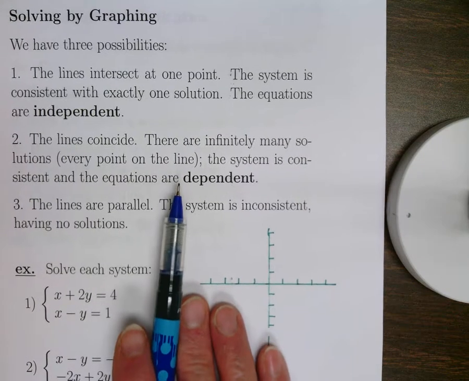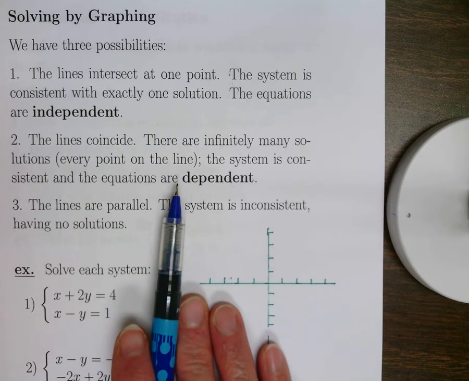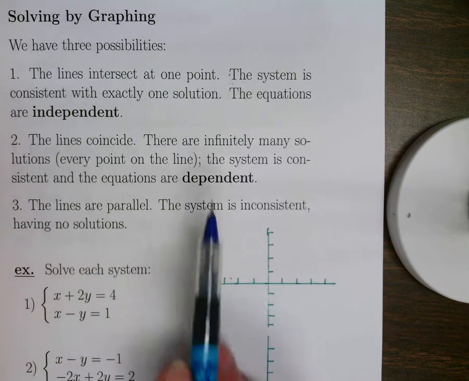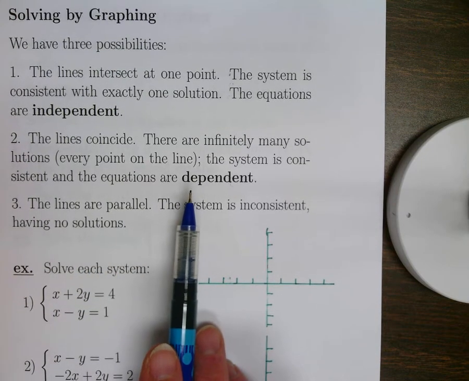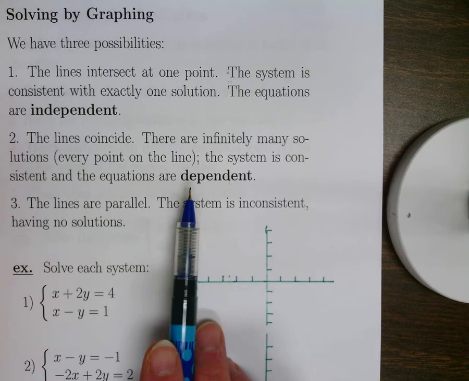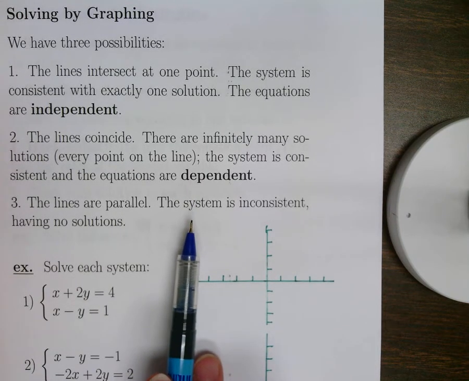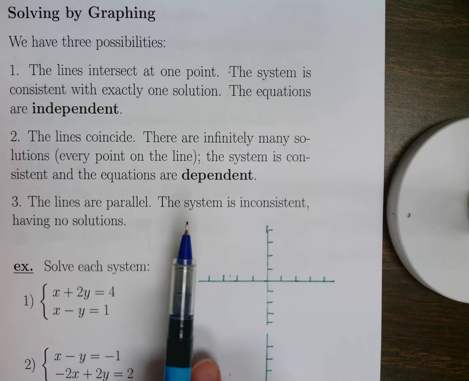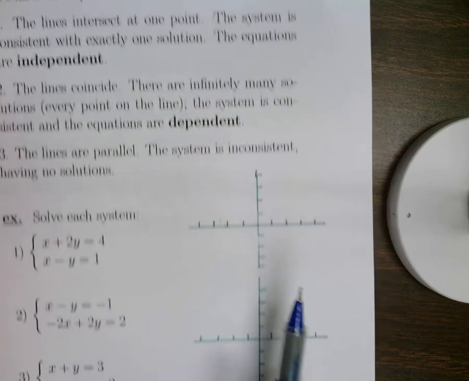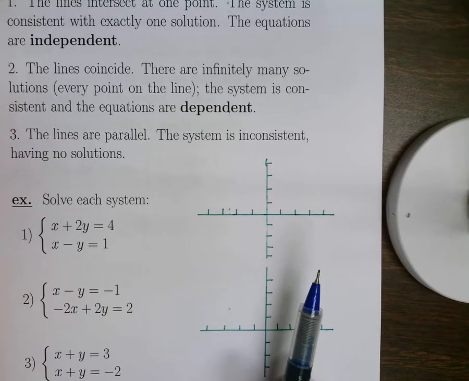Another option is that you have two equations that represent the same line. Then the lines basically lie on top of each other, and we say that the equations are dependent because they depend on each other. And then finally, the lines can be parallel. In that case, there is no point of intersection, so there'll be no solution. The system is inconsistent.